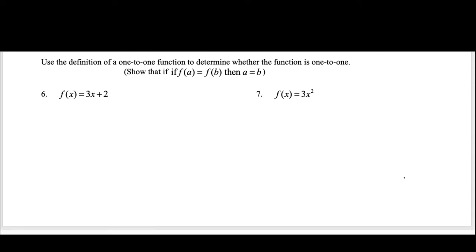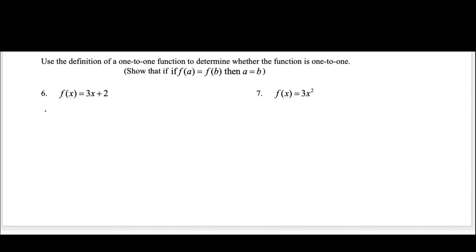So let's say we want to take a look at a function, and we want to determine whether that represents a one-to-one function or not. Now remember, at the very beginning, we defined the conditions that have to be met in order for a function to qualify as one-to-one.